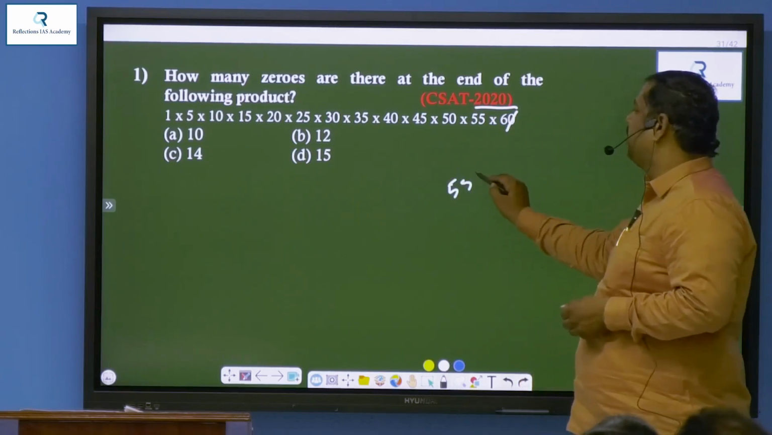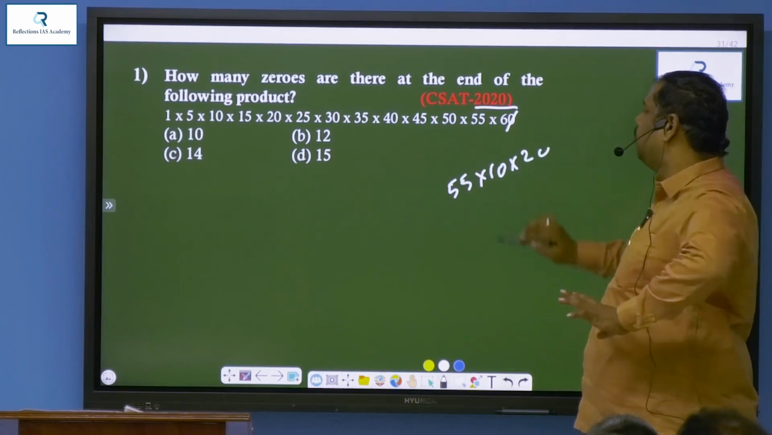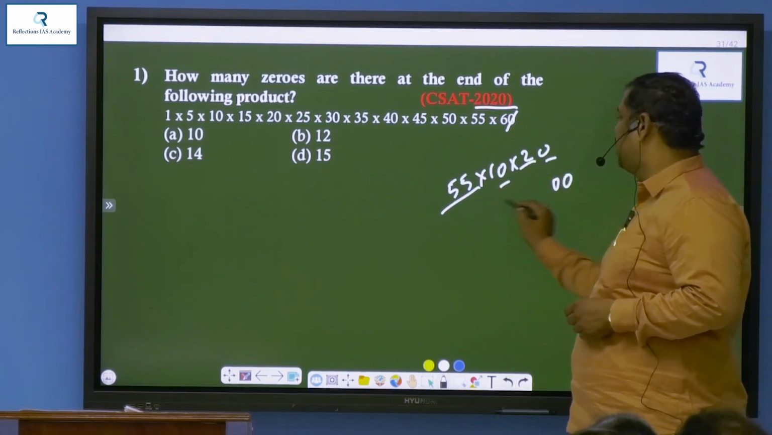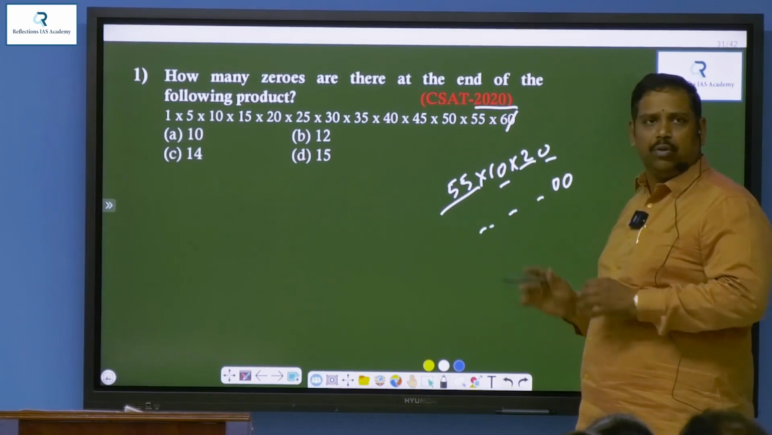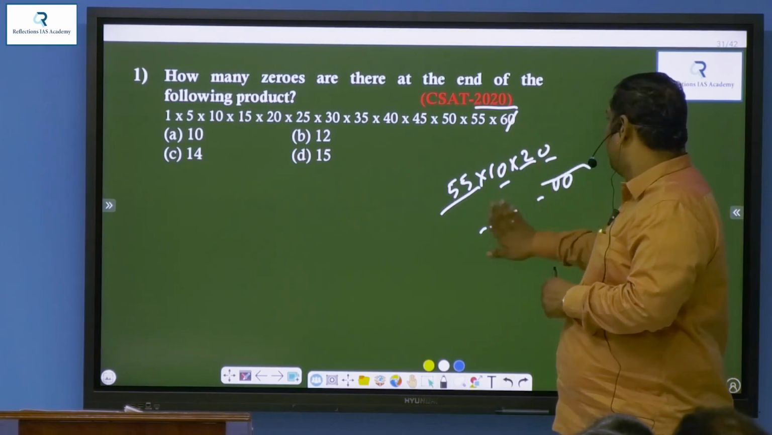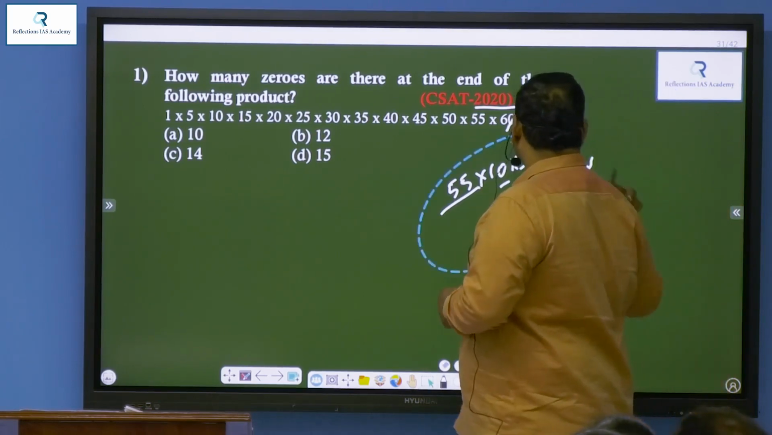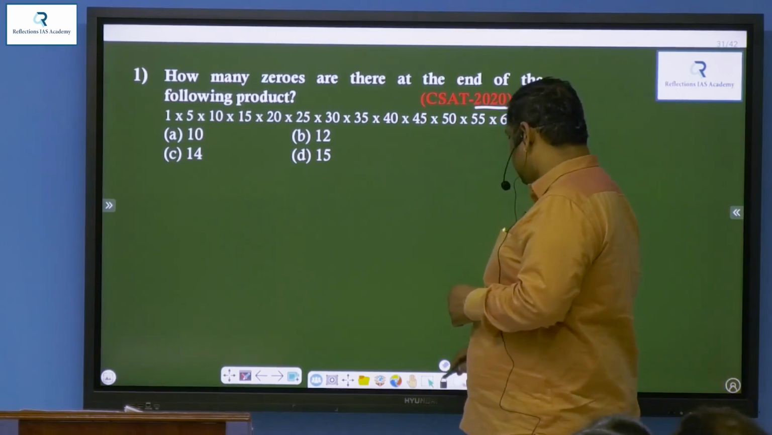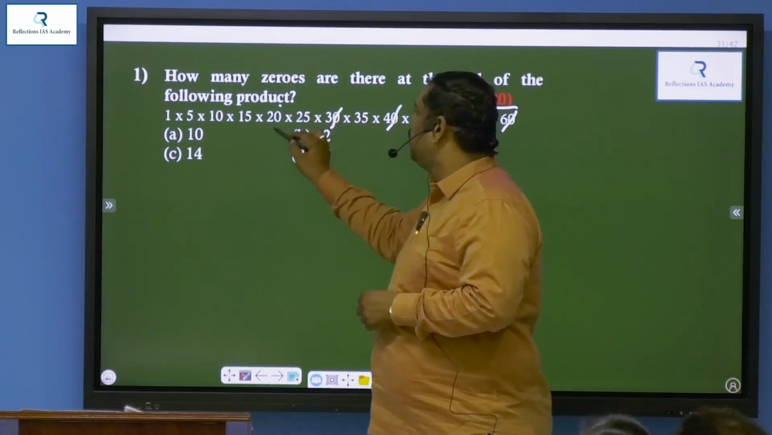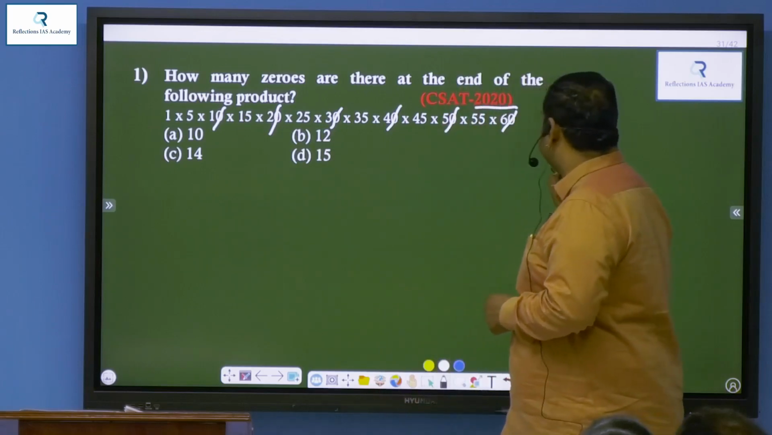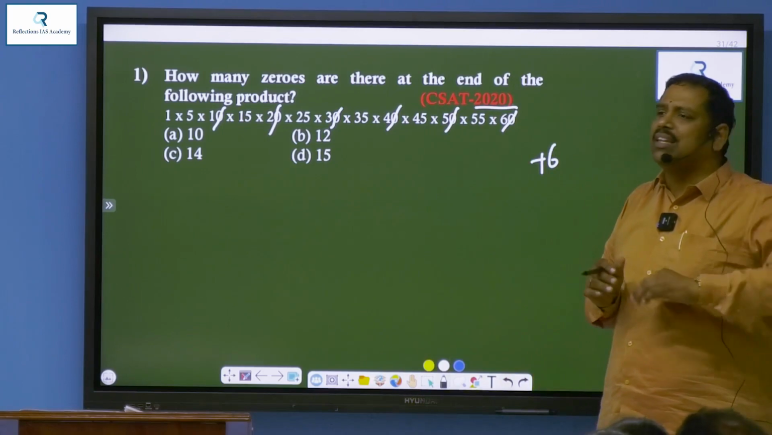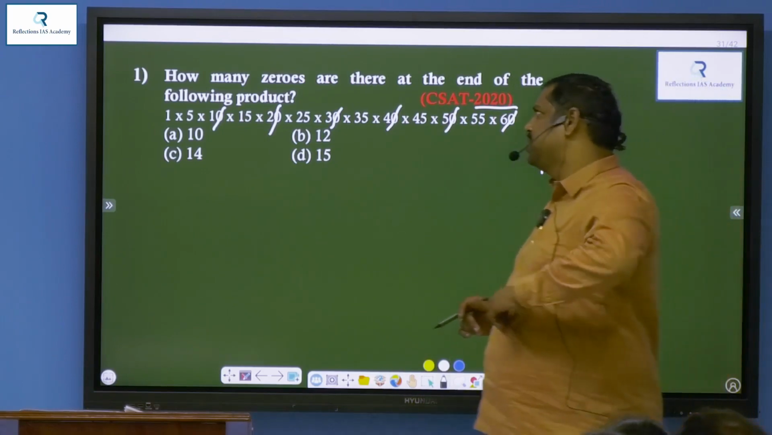Suppose he gave 55 into 10 into 20. When you multiply, what will you do? 2 zeros you will write at the end, the remaining you will multiply, yes or no? If you have a 0 at the end, automatically that will be at the end only. That is the reason wherever I find zeros, 1, 2, 3, 4, 5, 6, already 6 zeros are there in the answer. These 6 are included in the answer. Now I will calculate the remaining zeros. My time will be saved.